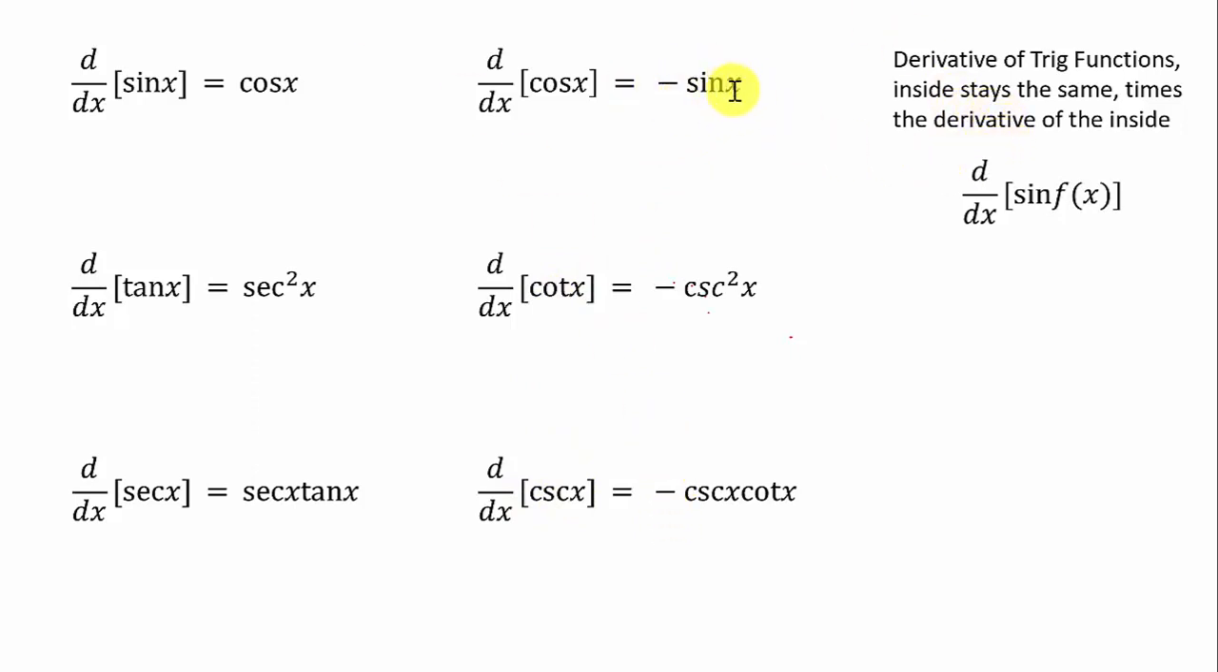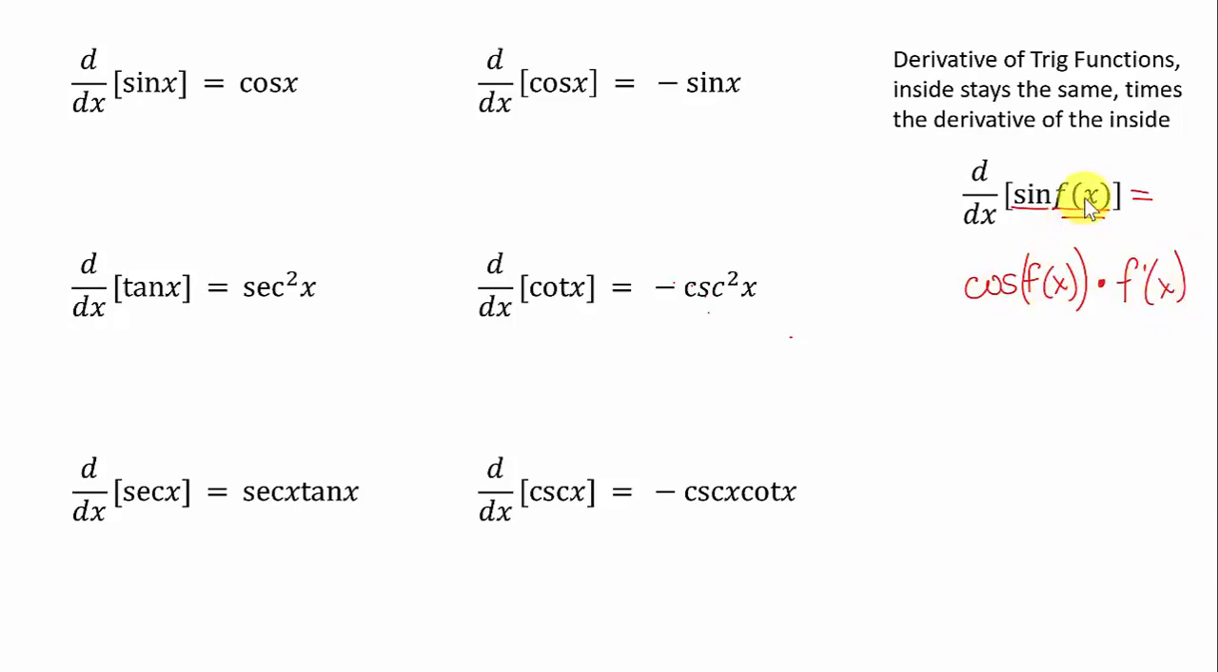Now, what if we have more than x in here? Here's an example, the derivative of sine of f of x, and I'm using f of x to represent something that's more than x. Maybe it's 3x squared, maybe it's 2x to the fifth, but there's more going on than just an x. In this example, the derivative of the sine is cosine. The inside is always going to stay the same, okay? But then I have to multiply it by the derivative of the inside.